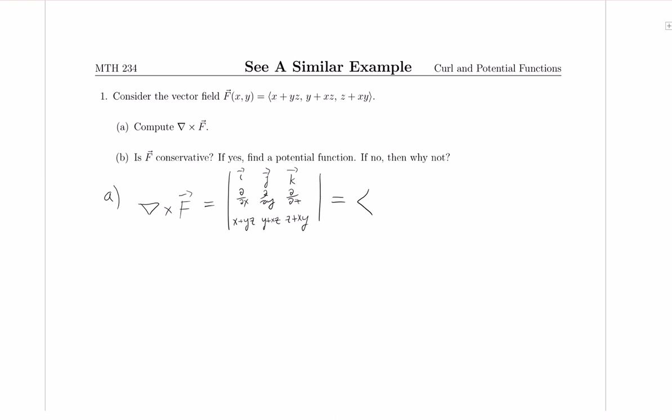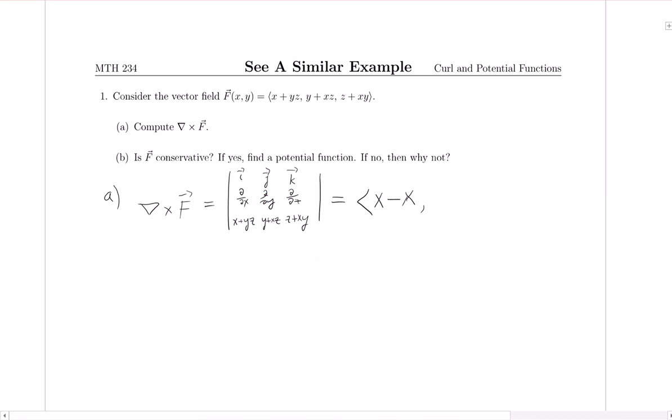So the first slot, the i component, is the 2x2 determinant of this lower block. So it's the y derivative of z plus xy minus the z derivative of y plus xz. So first, the y derivative of z plus xy is just x, minus the z derivative of y plus xz, which is just x.